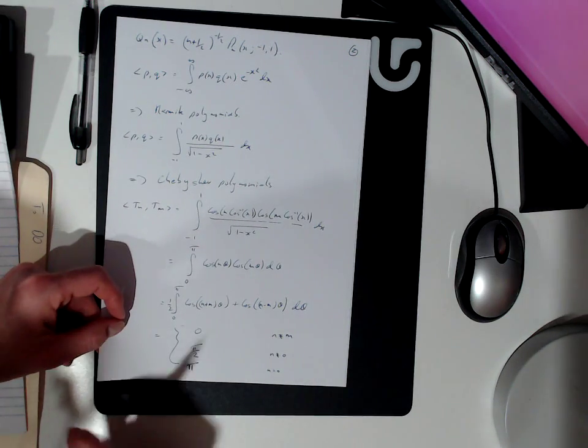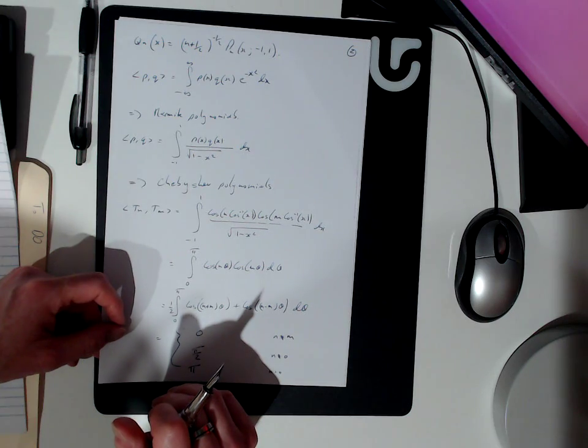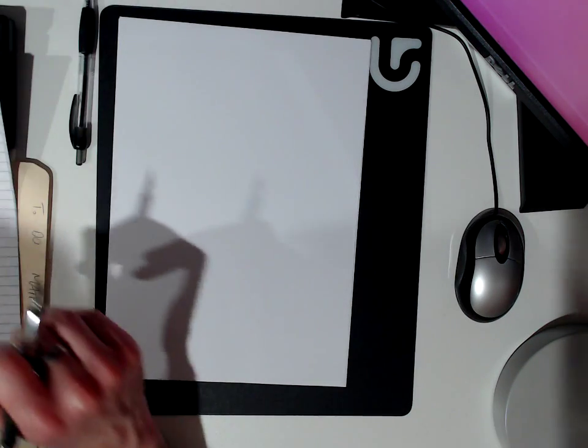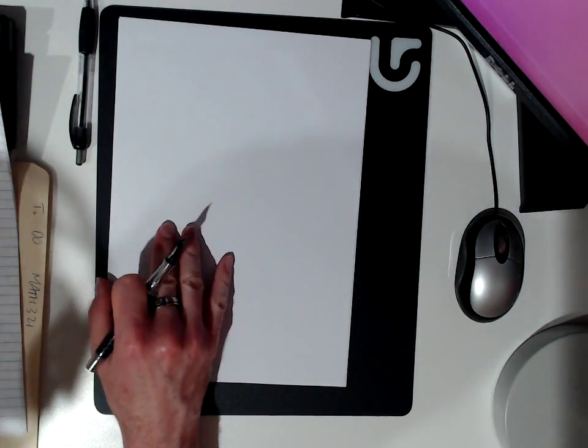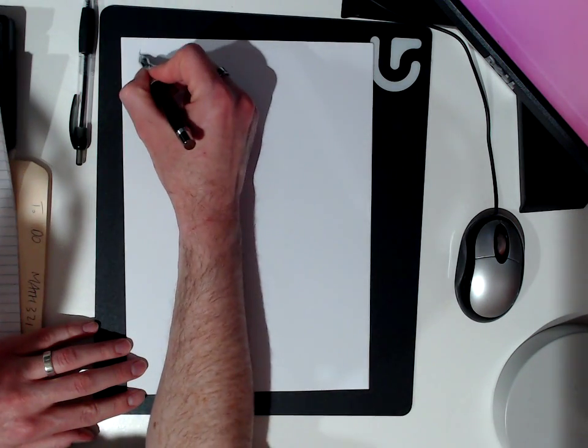So all these polynomials that you've seen, or most of these polynomials you've seen, can be expressed in this form. They're orthogonal polynomials, and orthogonal polynomials have some nice properties. But before I start talking to you about that, I'm going to talk to you about least squares.